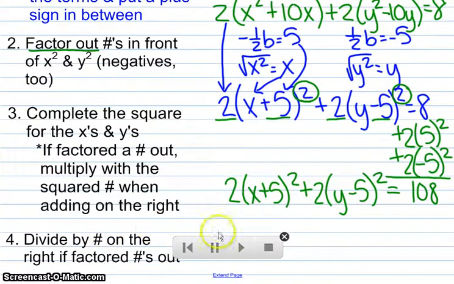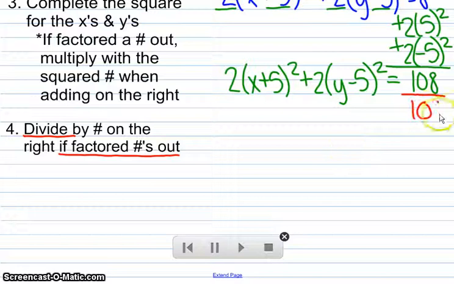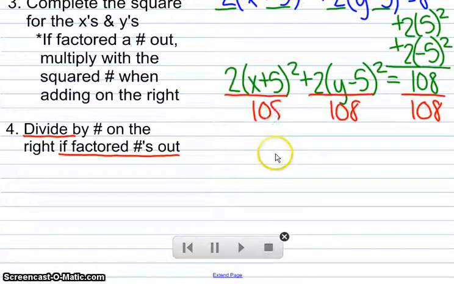And let's go through and rewrite. And since we had to do step 2, we have to do step 4, where we have to divide by the number on the right, since we did factor those numbers out. So everything is divided by 108. Because if you think, that's going to mean we're either having an ellipse or a hyperbola anytime you had to factor.